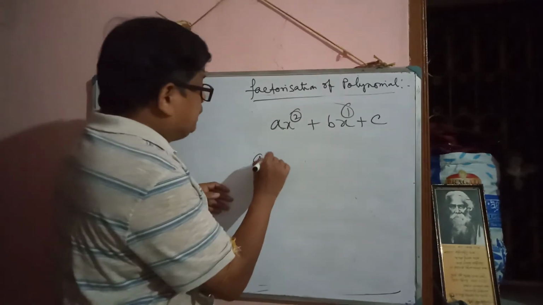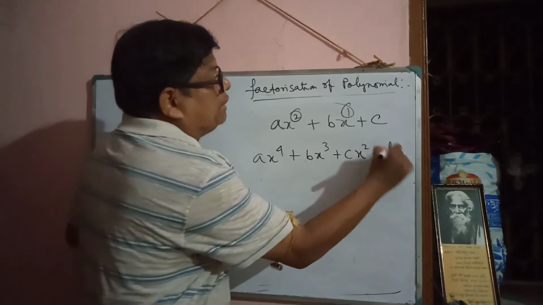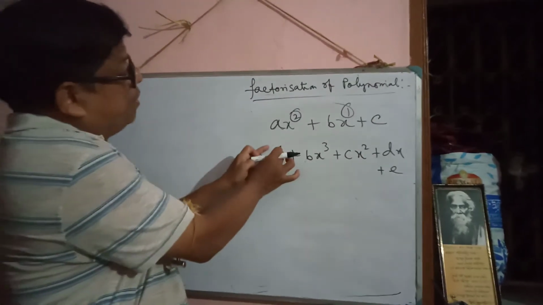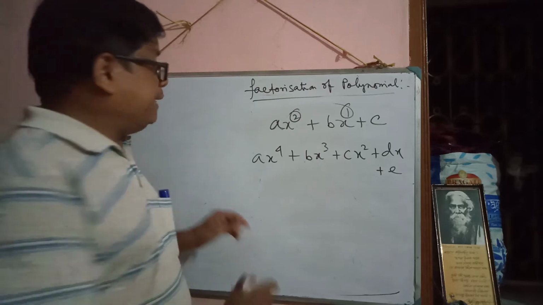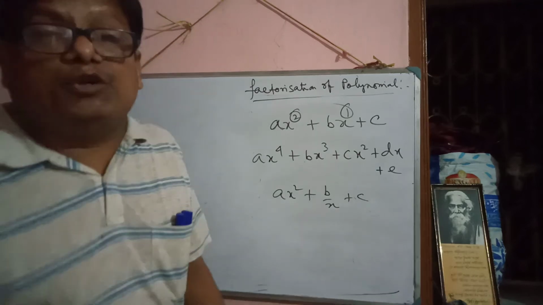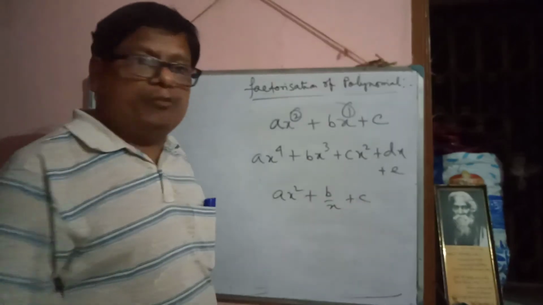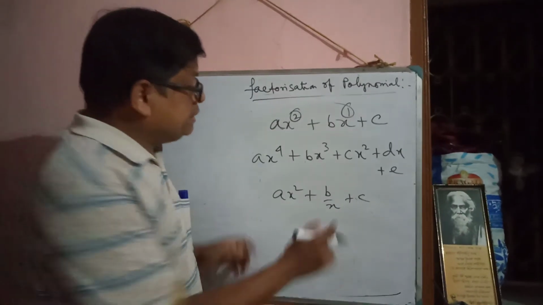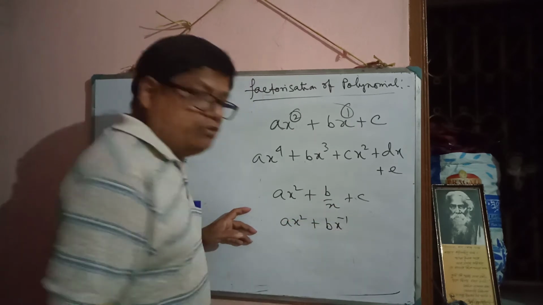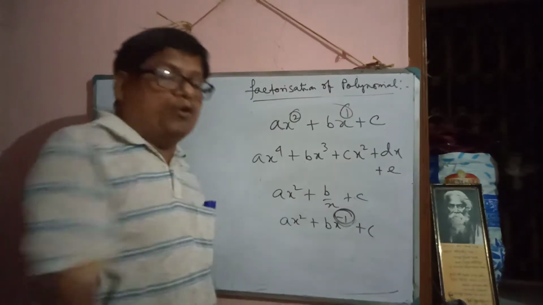Again, suppose ax to the power 4 plus bx cube plus cx square plus dx plus e. This is also a polynomial function. Power 4 here, 3 here, 2. Suppose you write ax square plus b by x plus c. It is an algebraic expression, but it is not a polynomial. Why? We can write b by x as bx to the minus 1, so a negative integer power is coming, so it is not a polynomial.